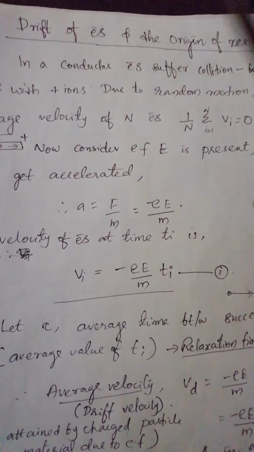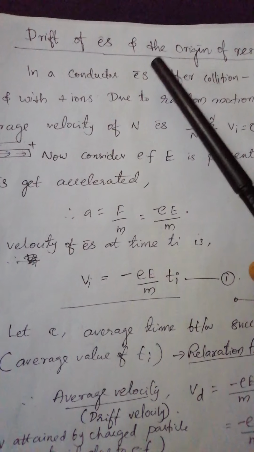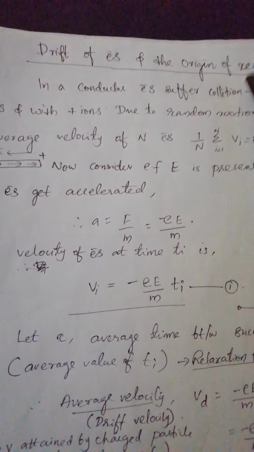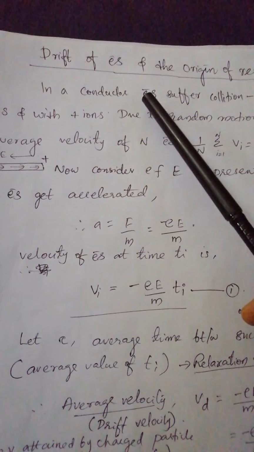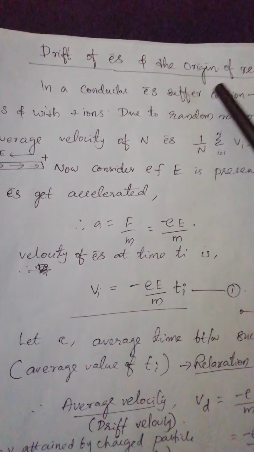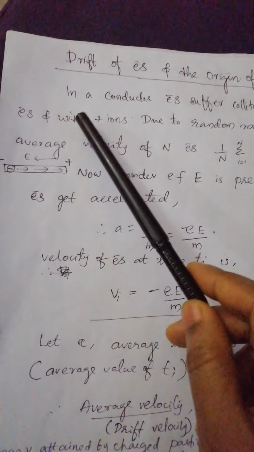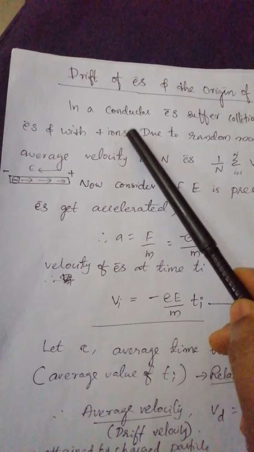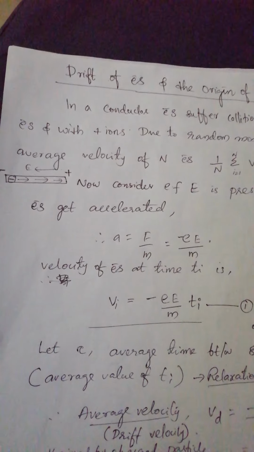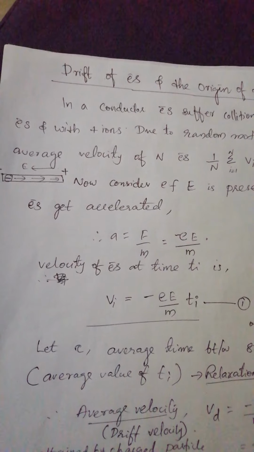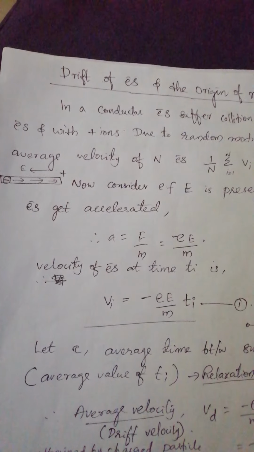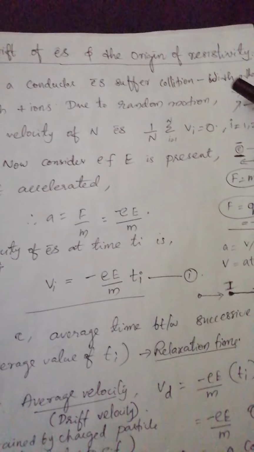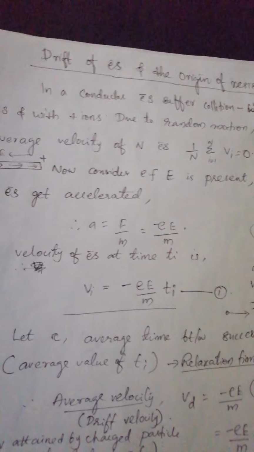We know that in a conductor electrons suffer collision, isn't it? In a conductor a lot of free electrons are there. That's why they suffer collision with other electrons or with ions present in that material. And in the conductor these electrons are in random motion, meaning they move in any direction.